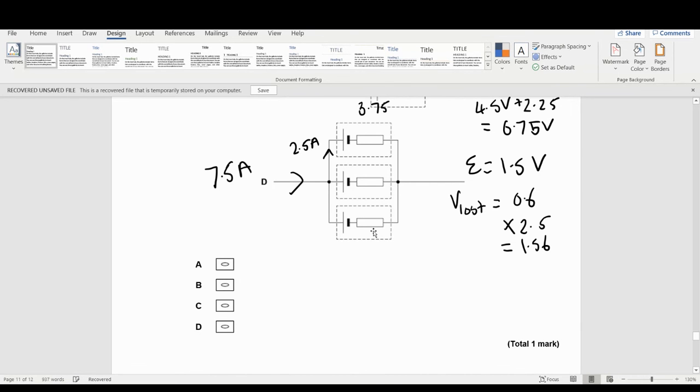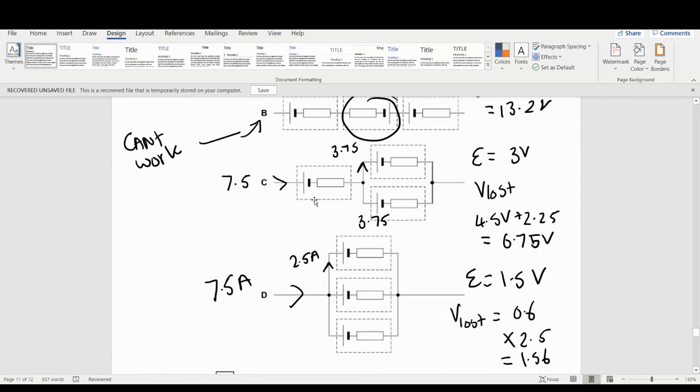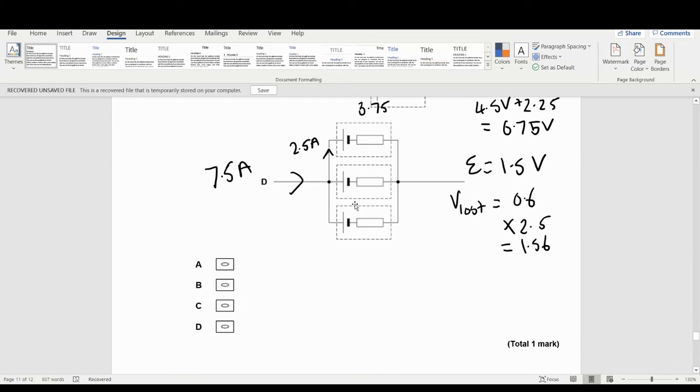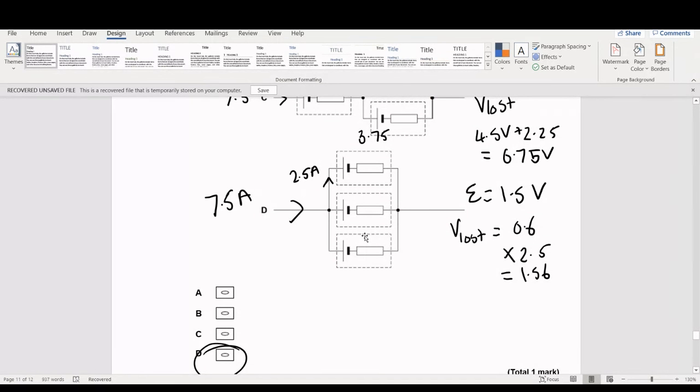So what's going to happen here is it would deliver a total EMF at a maximum current of 7.5. This one here could do it quite easily. You've got all that. So the only one that physically could do it is D. The internal resistance is 0.6, 2.5 times 0.6. Oh no, 2.5 times 0.6. There. It's 1.5 dead on.